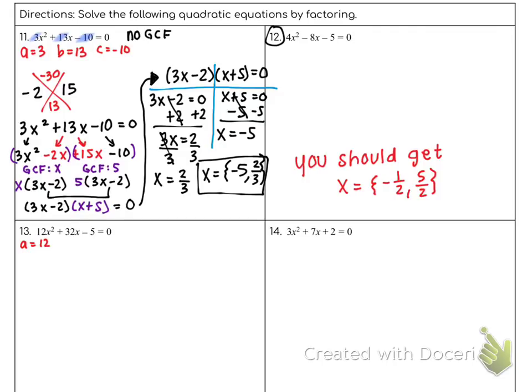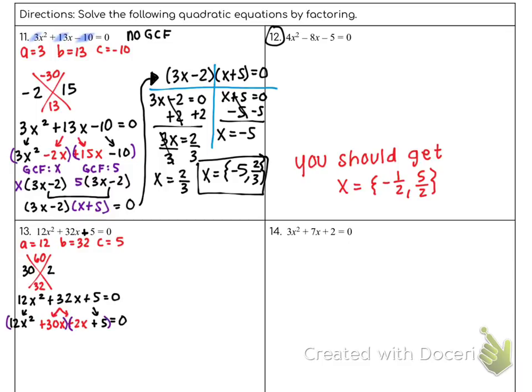Number 13, there's no GCF here, so we're just going to label A, B, and C. Oh, and by the way, on your paper, it's a positive 5. I changed it. So please make sure, or I guess you don't have to make sure of anything, because that should be a positive 5. Okay, so 60, because you multiply 12 times 5, which is 60, and B is 32. Well, 30 times 2 is 60, and 30 plus 2 is 32. So because A is not 1, we have to rewrite the equation, drop the first term down, the middle term splits up into 30x and 2x, and the last term is 5.